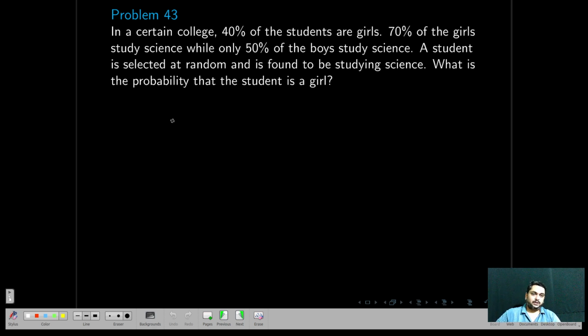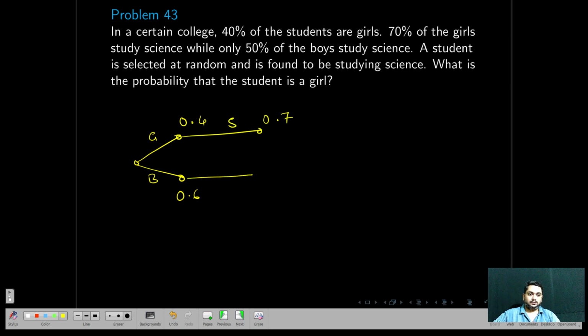In a certain college, 40% of the students are girls. 70% of the girls study science. Okay, let us see. So girls and then boys. So 0.4, 40%, and then 0.6, 60% are boys. Then 70% of the girls study science. Science 0.7. While 50% of the boys study science. A student is selected at random and is found to be studying science.